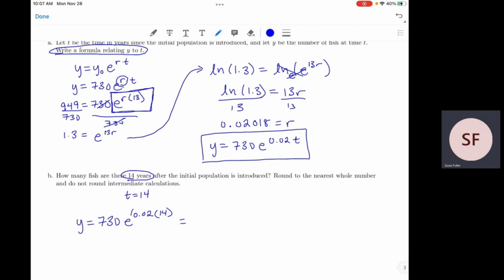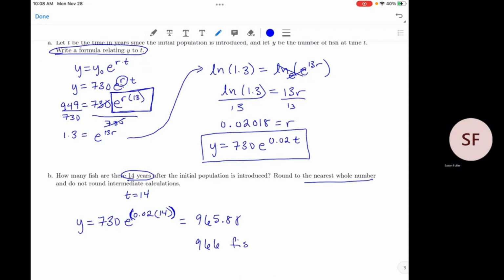Again, when you put this in a calculator, make sure you put parentheses around here so that your calculator knows that whole multiplication is in the exponent. And when you do this, I got 965.88. And they wanted you to round to the nearest whole number. So that means we're going to have 966 fish after 14 years. And that's the answer to this.